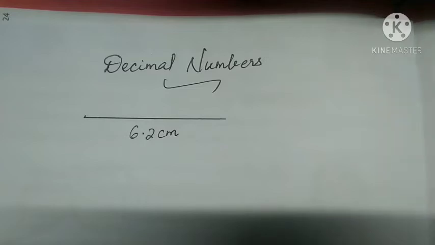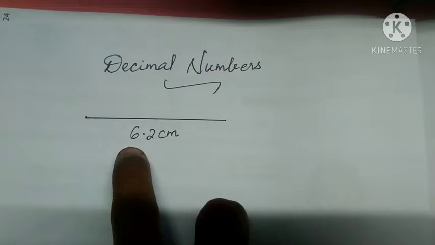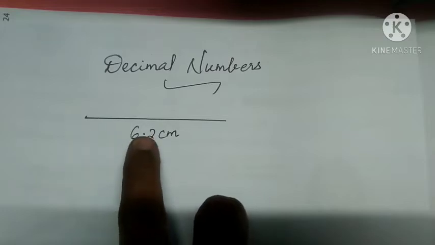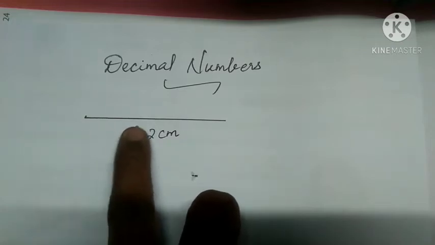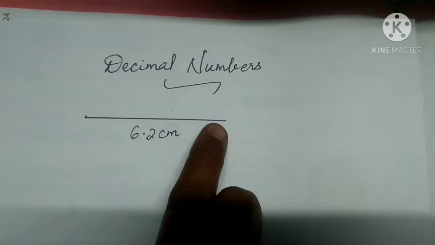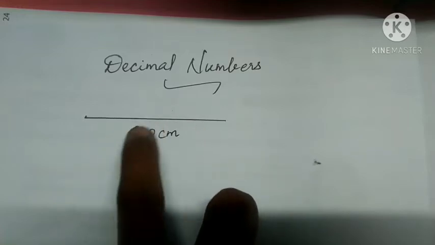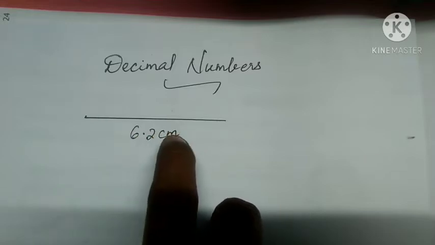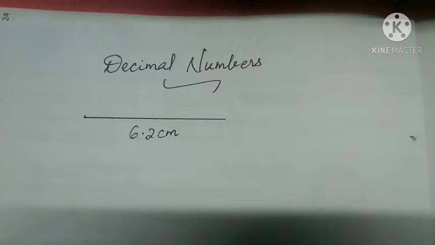So here why I am mentioning this, because we have to write a special type of number here, that is 6.2 centimeter. That means complete 6 centimeter, and some remaining small portion is included, that we have to mention, 0.2. So totally we can mention here 6.2 centimeter. This special type of number is known as a decimal number.